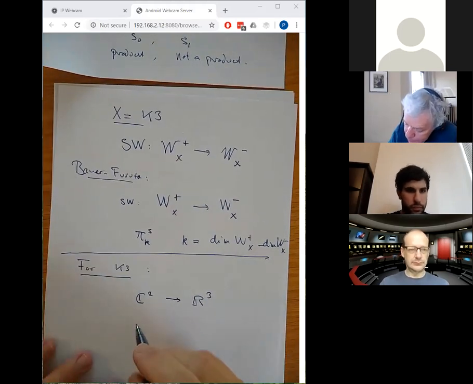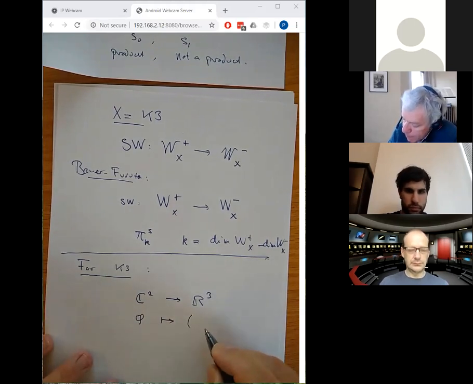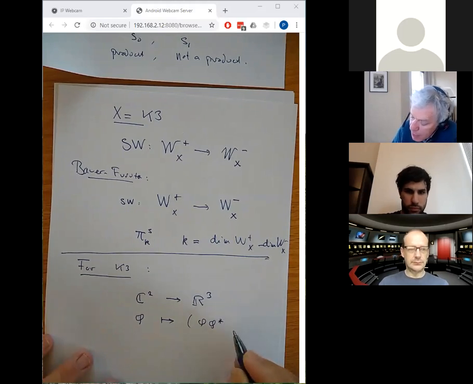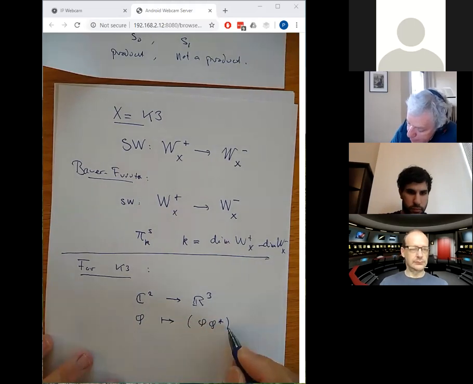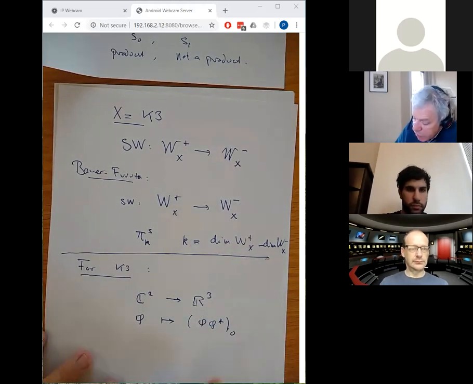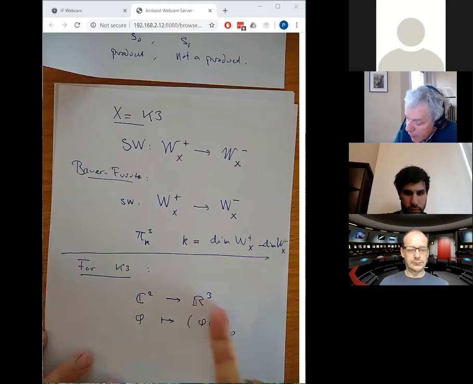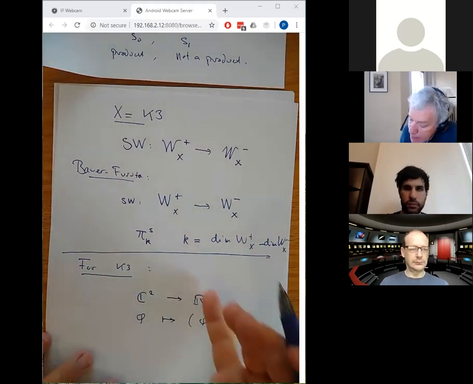In terms of a complex vector, this is a Hermitian matrix, phi phi star. Take the traceless part. This is a traceless 2x2 Hermitian matrix, and that's canonically the same as R3.